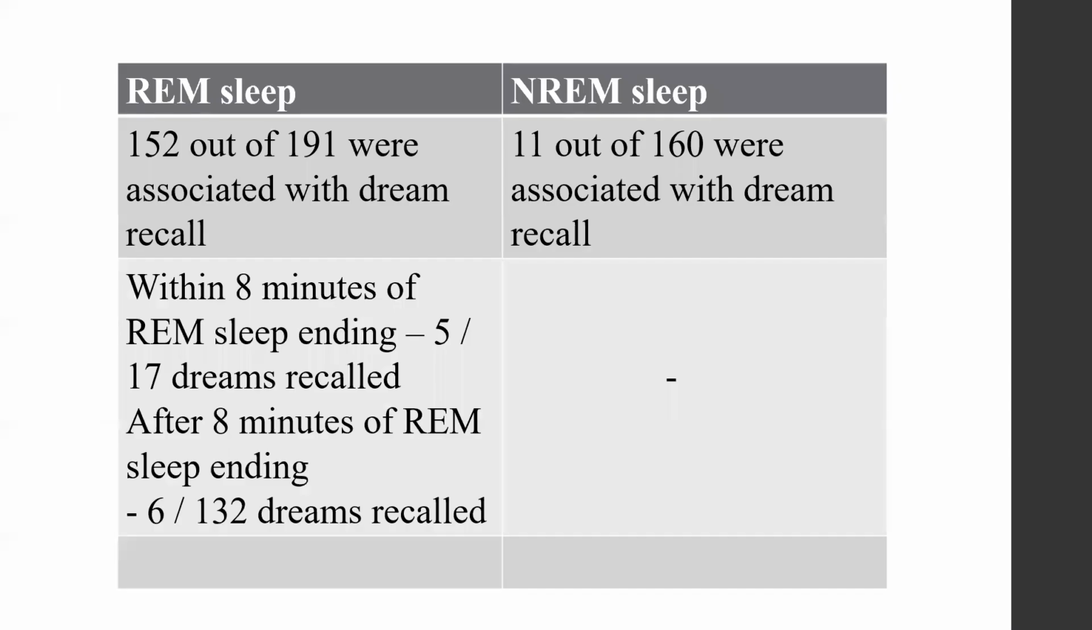So what are the results? 152 out of 191 awakenings in REM sleep were associated with dream recall, while 11 out of 160 were associated with dream recall in non-REM sleep. And then within 8 minutes of REM periods ending, 5 out of 17 dreams were recalled. And after 8 minutes of REM sleep ending, 6 out of 132 were associated with dreams which were recalled.